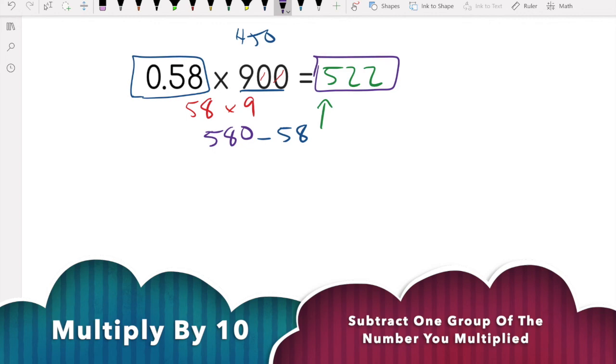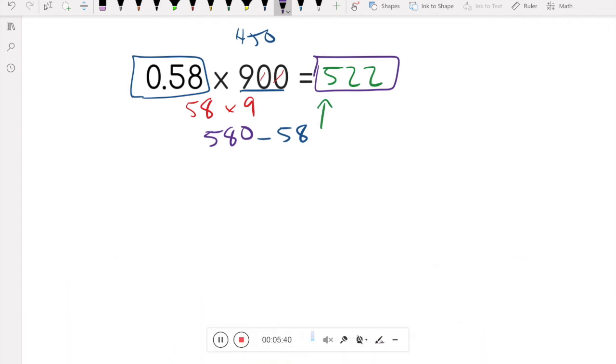Okay, go practice on your own, grab a calculator, and you need to practice at least, I'd say, 20 times before you can be very good at a new skill.